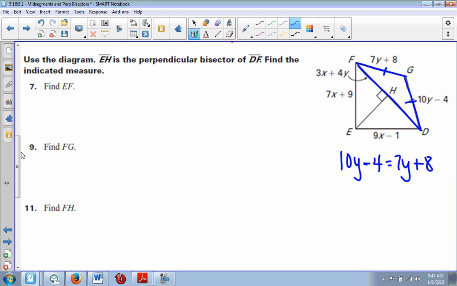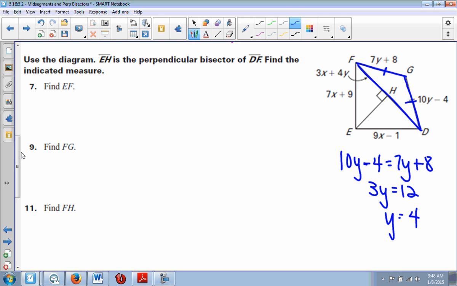So what we can do then is we can add 4 and subtract 7y. So we get 3y equals 12. Divide by 3, y comes out a value of 4.